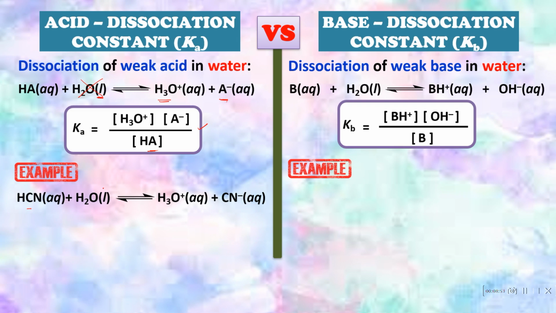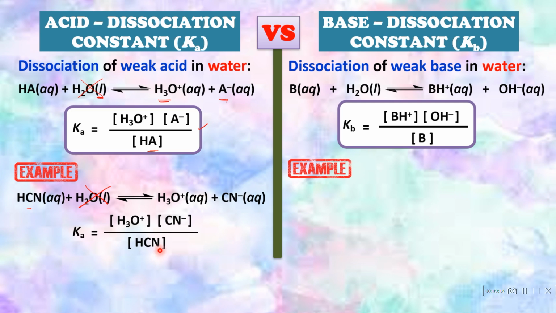Since liquid is not considered, you will get it like this: concentration of H3O plus times concentration of CN minus. Remember, it should be concentration of the product divided by concentration of the reactant.